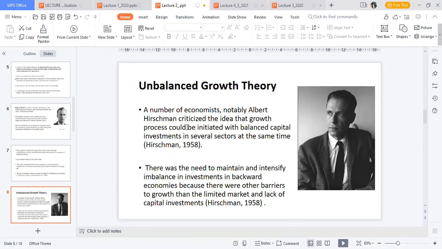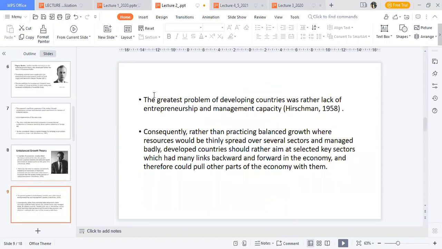So let's look at some of the issues he mentions. He said the greatest problem of developing countries was rather the lack of entrepreneurship and management capacity. So these people are talking about the balance growth theory, where we should give investments and all that. But he is saying that no, there are other imbalances in the economy. And the imbalance I'm going to tackle here is the entrepreneurship and management capacity problem. Are we good? Do you understand the difference? I want feedback.